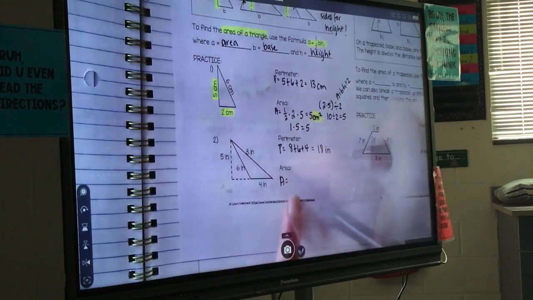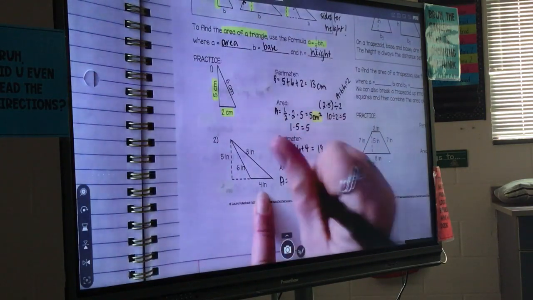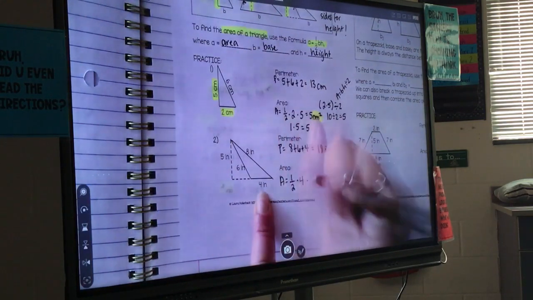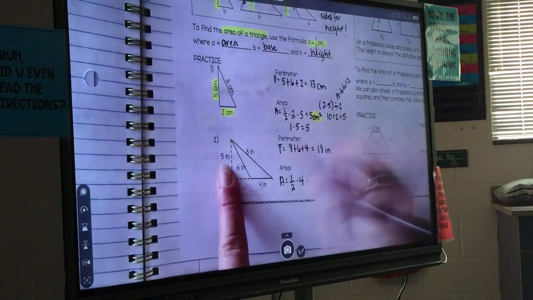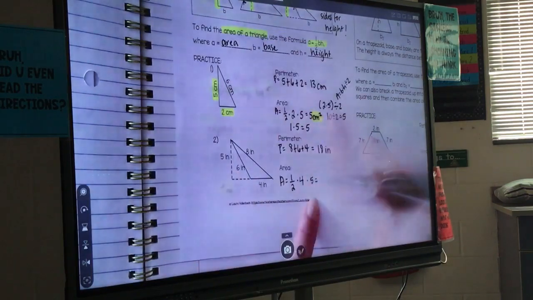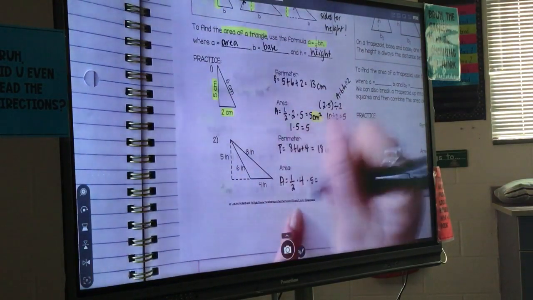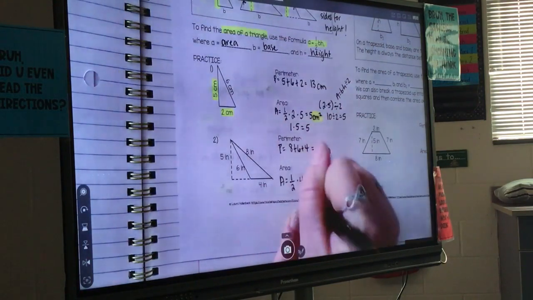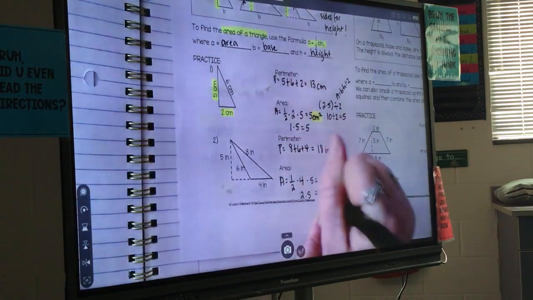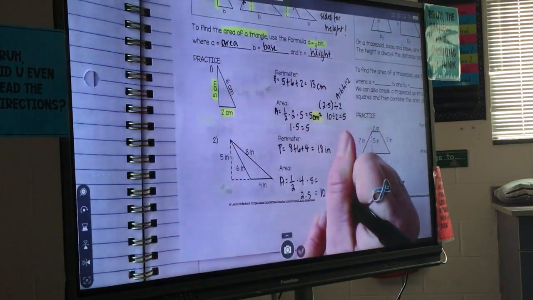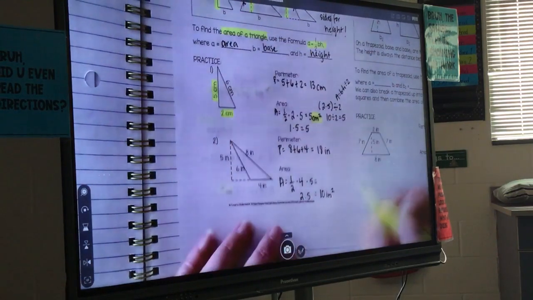So now we're going to do half the base, which is 4, so half times 4 times, am I using 6 or am I using 5 now? 5. I'm using the 5. All right, so what's half times 4? What do you get when you do half of 4, Gracie? 2. So 2 times 5, 10. 10 what? 10 inches squared. Come on, y'all. That's the easy part. You've got to get that part down.